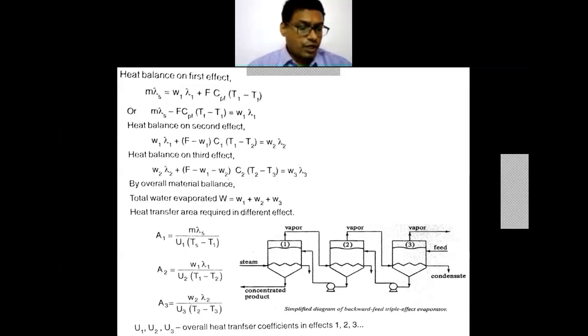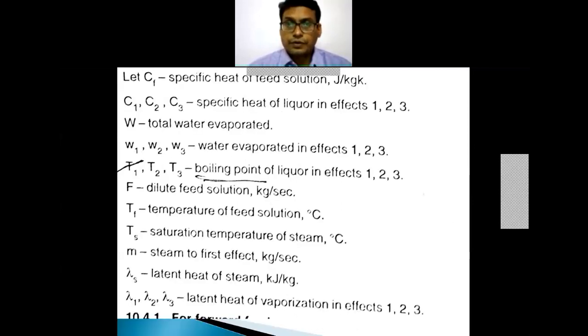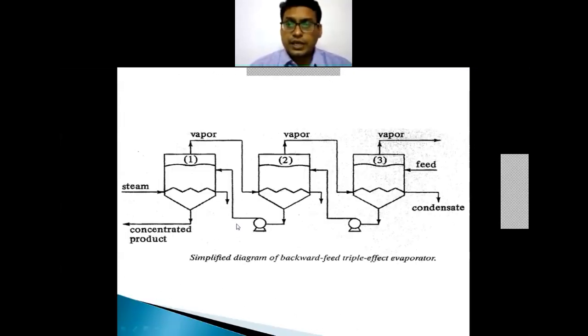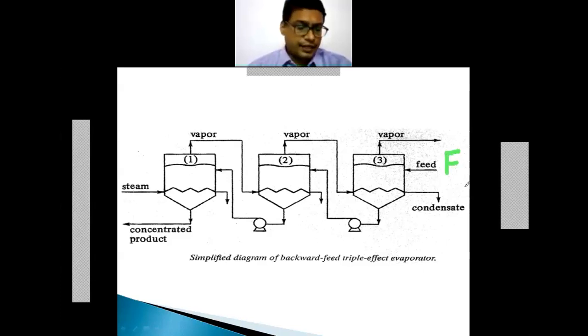First we will discuss the backward feed arrangement. Now this is the backward feed arrangement. Feed is entering at one end. So F is the feed entering, which is at a temperature of Tf and having a Cp value, Cf, the Cp of the feed.